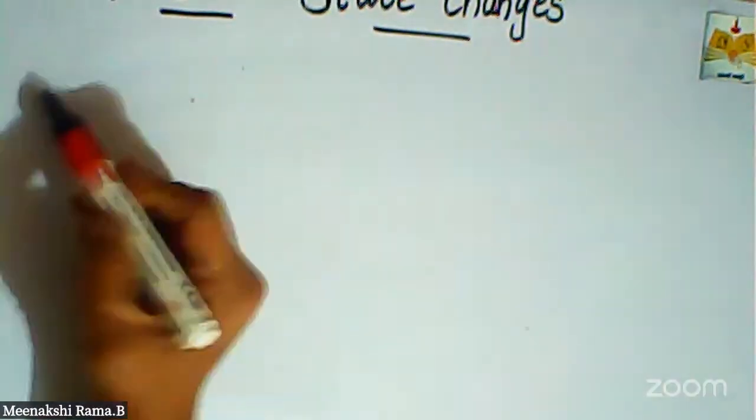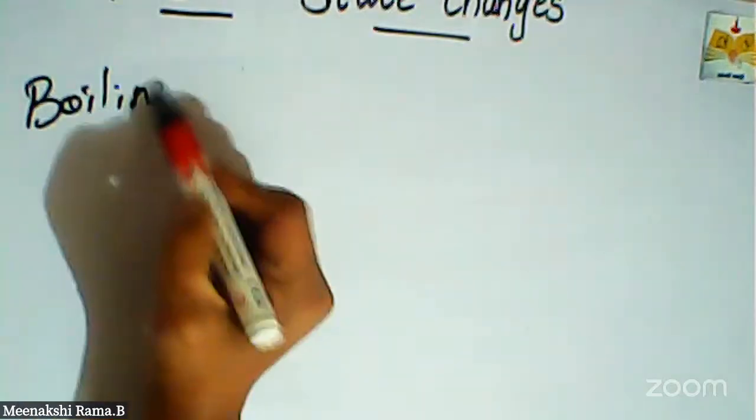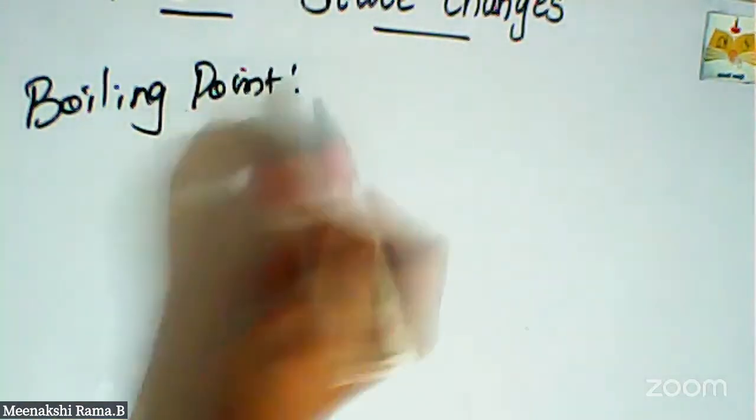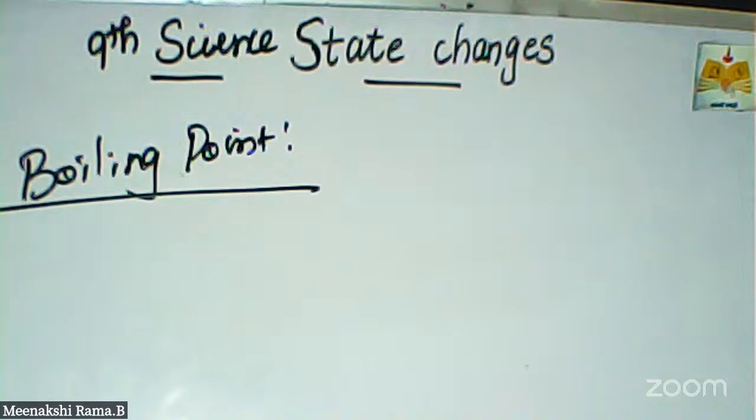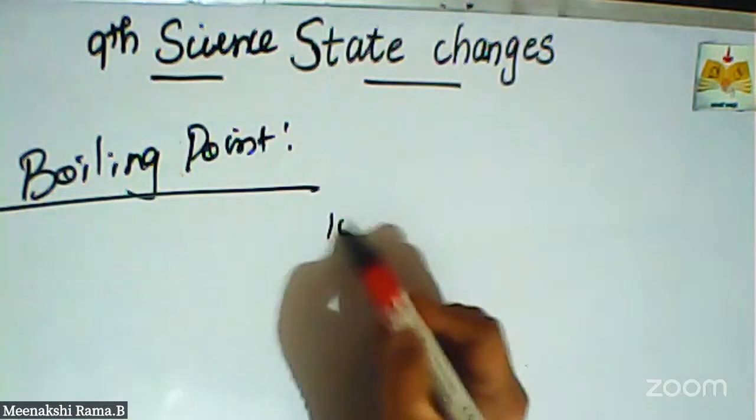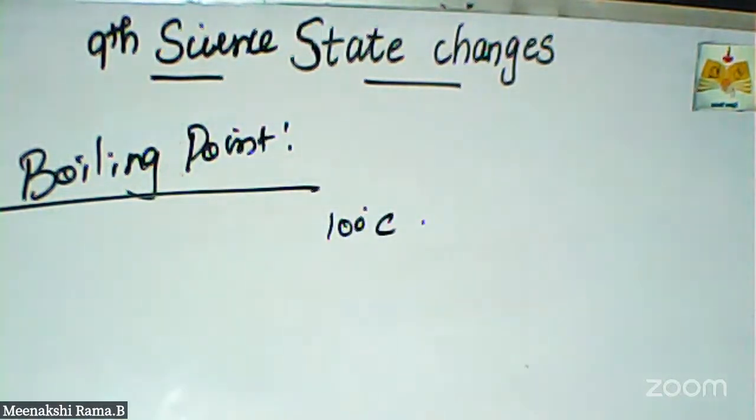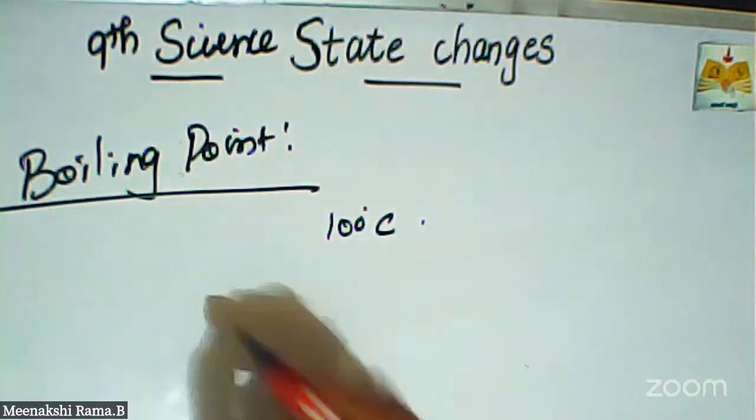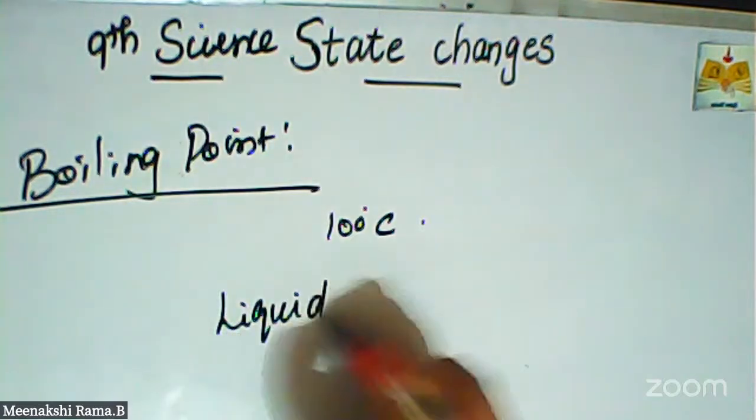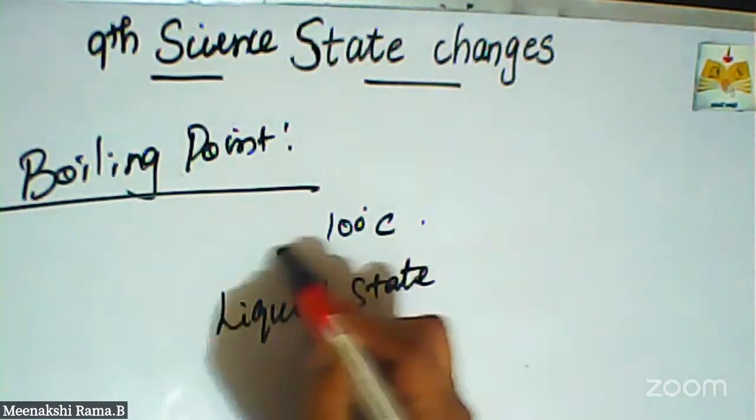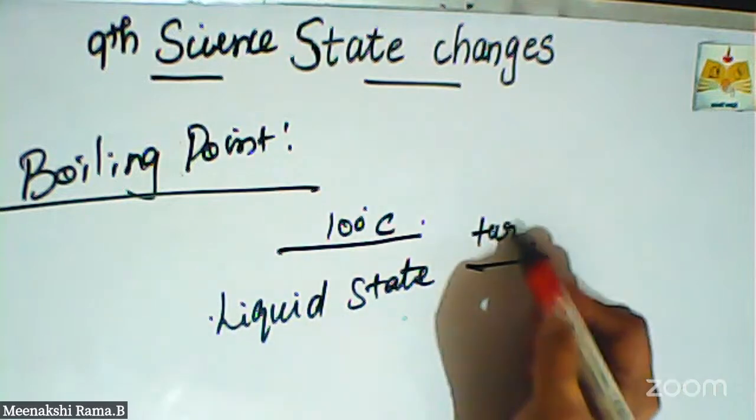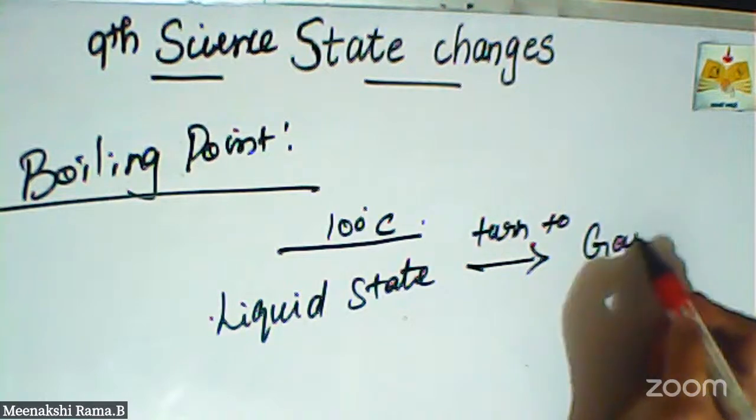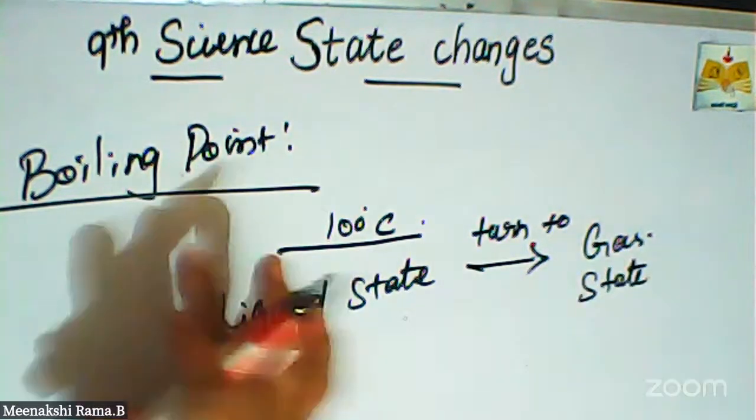So the next one is the boiling point concept. I think with the help of the simulation, we understand the concept of boiling point. Boiling point is nothing but the water reaching a temperature of 100 degrees. It starts to change from liquid state to gaseous state. When the water reaches 100 degrees Celsius, the liquid state is turned to gaseous state. So this concept is the boiling point.